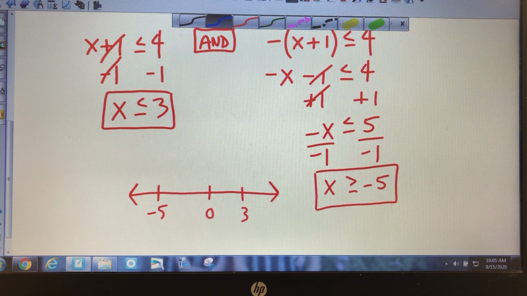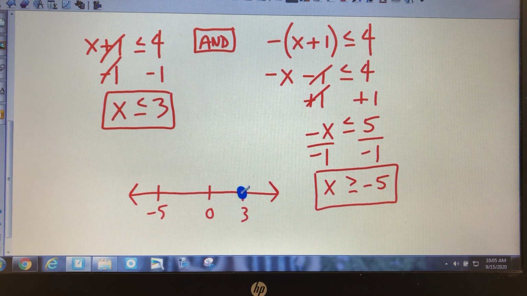Sorry about that. And greater than or equal to negative 5. So what's going to happen is we're going to have a solid dot on 3 and shade to the left, and then a solid dot on negative 5 and shade to the right. Well, we need the overlapping regions there. So those are the solutions. It has to satisfy both conditions, this and that, okay?